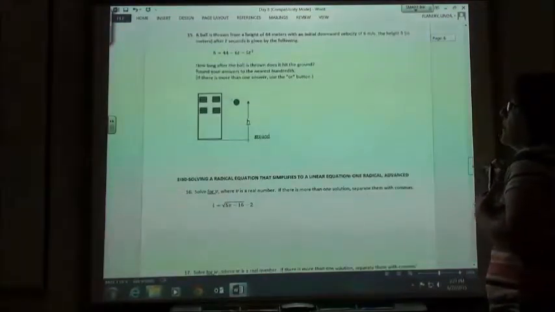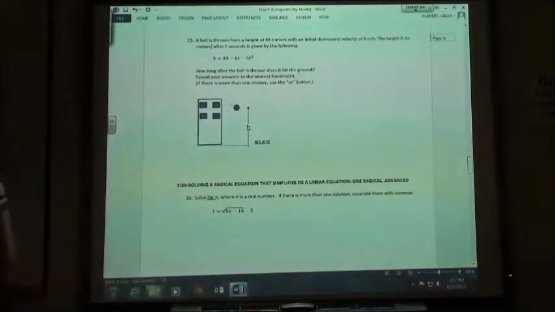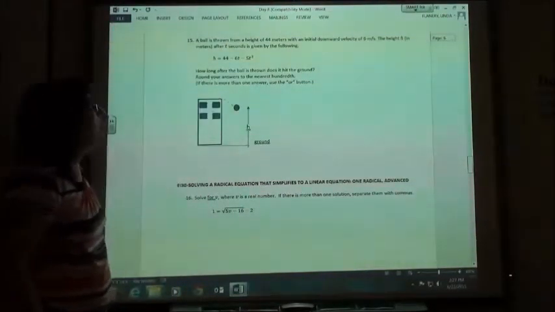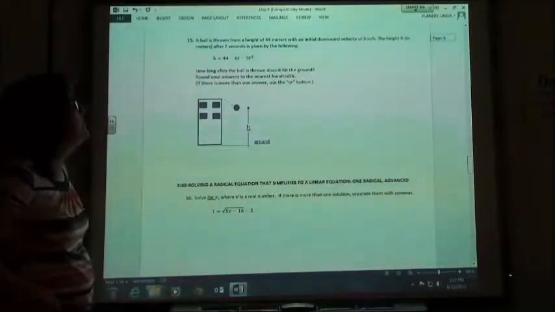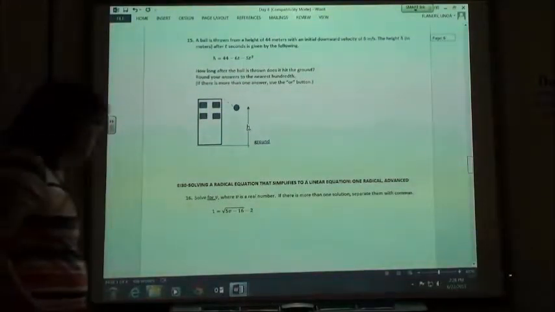And number 15. Now this time I have a ball that is thrown from the height of 44 meters. I'm up on top of this building with an initial downward velocity of 6 meters per second. The height h in meters after t seconds is given by the following. h equals 44 minus 6t minus 5t squared. How long after the ball is thrown does it hit the ground?